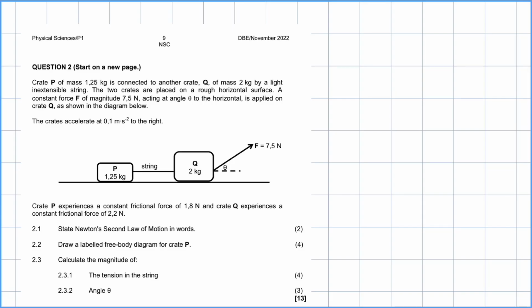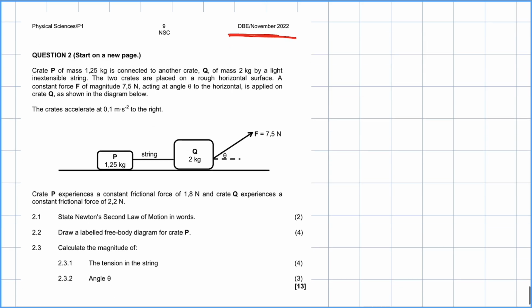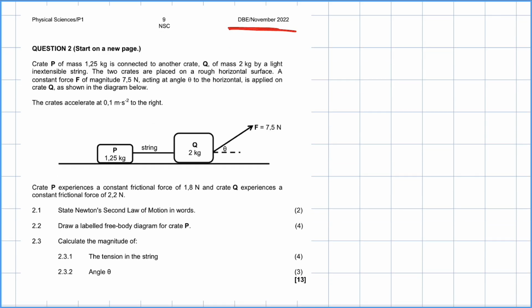Okay, now we'll look at DBE November 2022 exam question. This is question 2, which is based on Newton's laws of motion. Crate P, which is this one, of mass 1.25 kg is connected to another crate, crate Q, which has a mass of 2 kg, by a light inextensible string. Then the two crates are placed on a rough horizontal surface, meaning that there is friction.